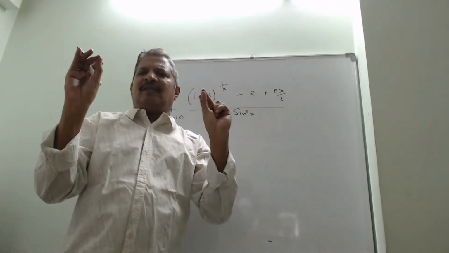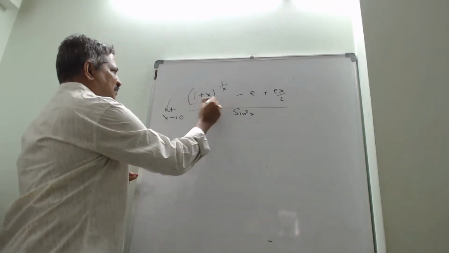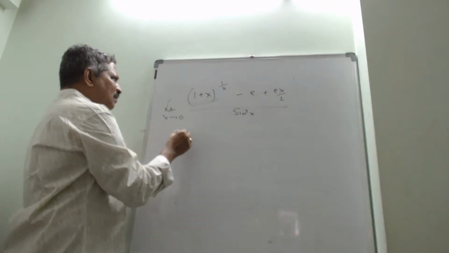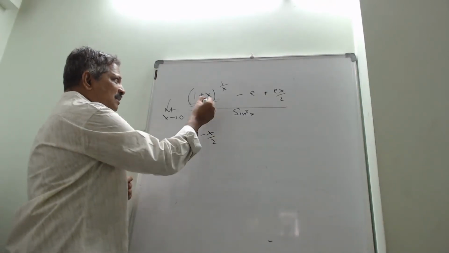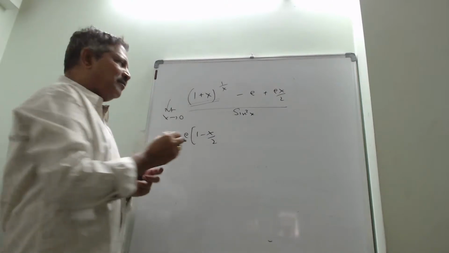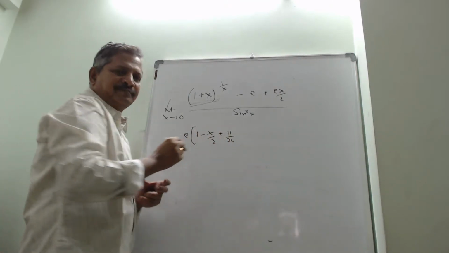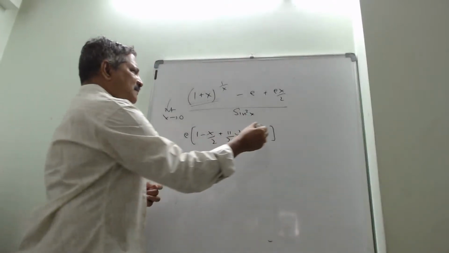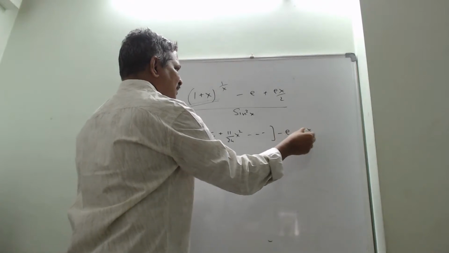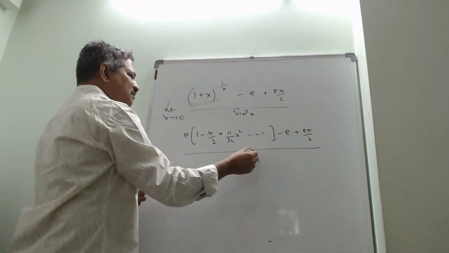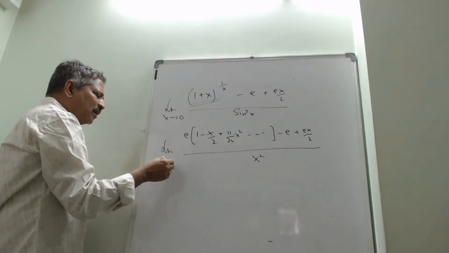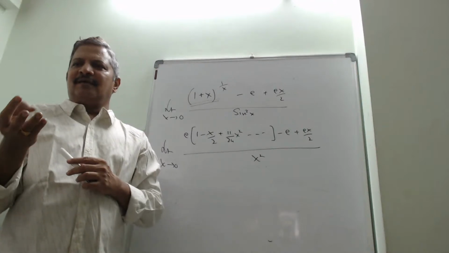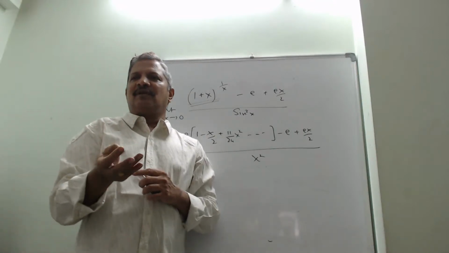So this is a very specific formula, this expansion. By the rule of binomial expansion, we can write e into 1 minus x by 2 into 11 by 24 x square and so on, minus e plus ex by 2, by sin square x. Sin square x or x square, both are the same. Today starting only I told, whenever x is there, sin x is there, sin h inverse is there, tan h inverse is there, all are one category.